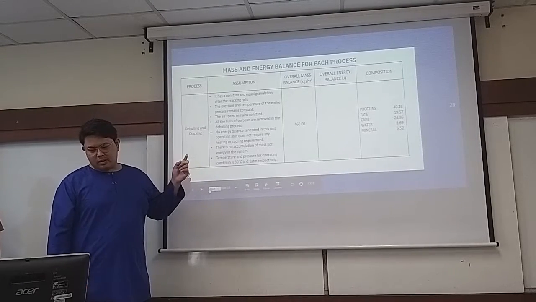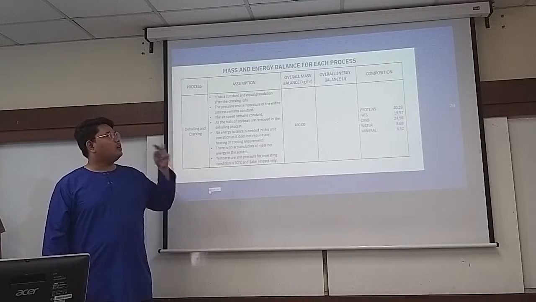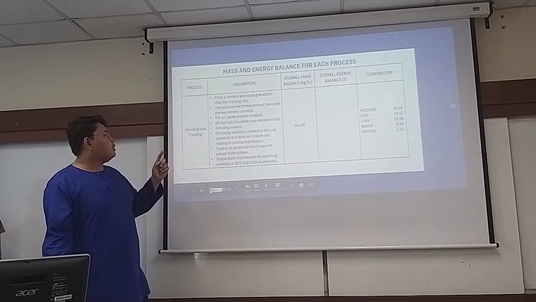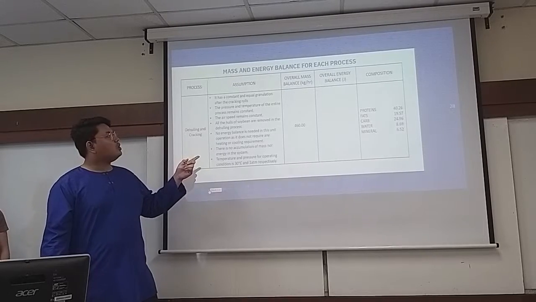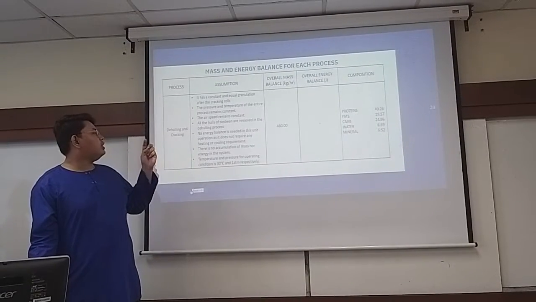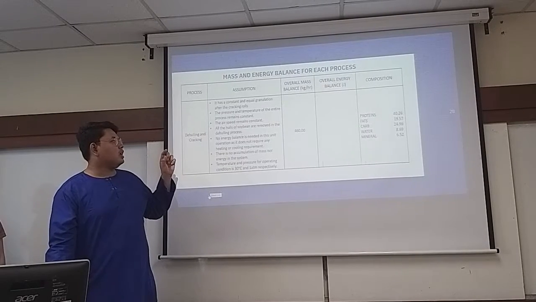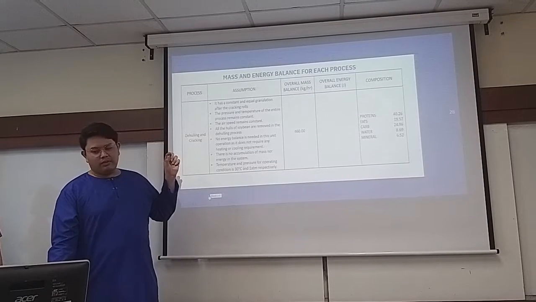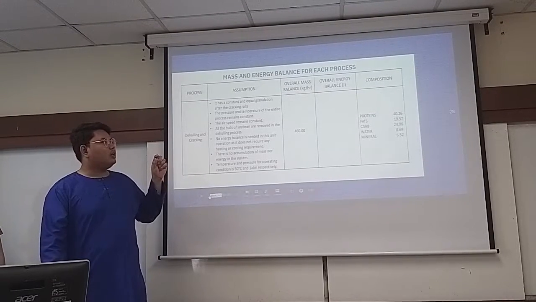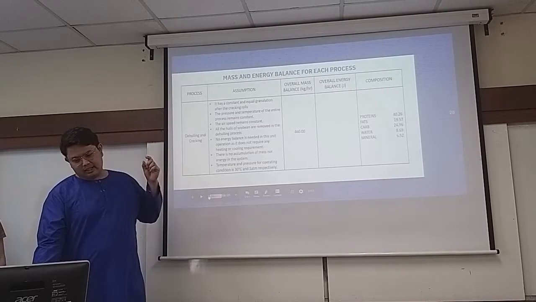The operating temperature and pressure condition is 30 degrees Celsius and 180 N. So the overall mass balance for dehulling and cracking is 460 kg per hour. There is no energy balance, and the composition for dehulling and cracking is protein 40.26%, fat 19.57%, carbohydrate 24.96%, water 8.69%, mineral 6.52%.